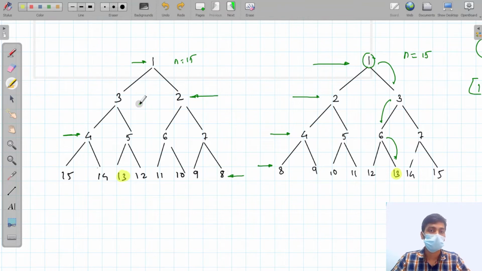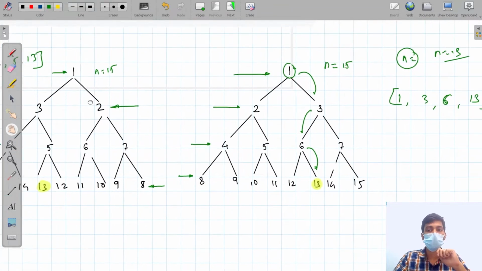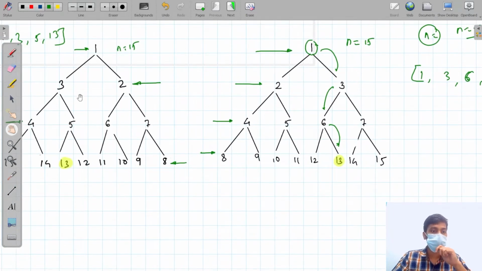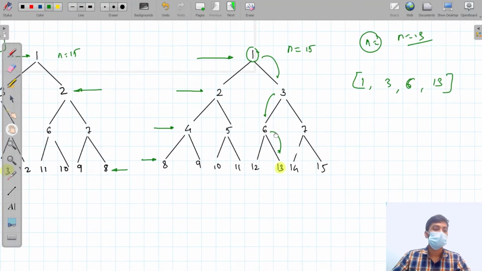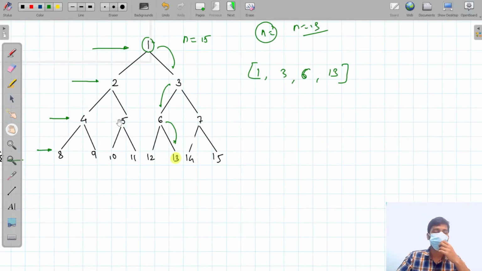Then what is going to be the path? What I am trying to say is that the question is saying that we are provided with 13 and we have to find the path in this tree. The answer is going to be something like this, 1, 3, 5, 13, right? Here 1, 3, 5, 13, and the answer here is 1, 3, 6, 13. So we can see that this 5 is being replaced with something else, right? For now let's not discuss this, let's discuss only how we can achieve the solution.